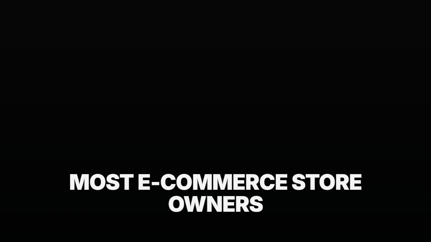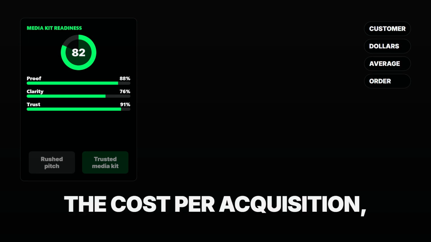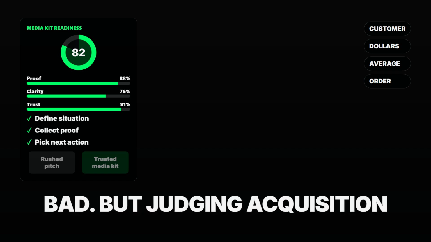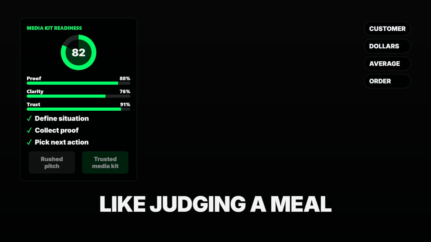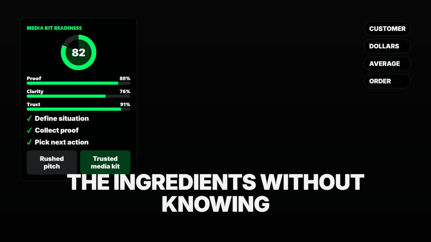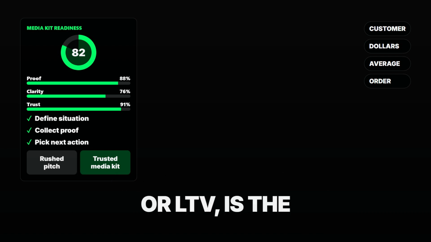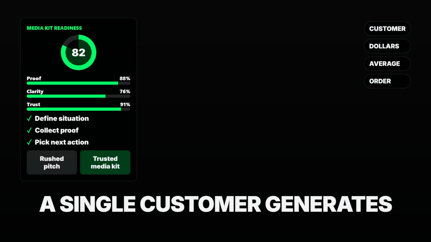Most e-commerce store owners know how much it costs to get a new customer. They check their ad dashboard, see the cost per acquisition, and judge whether the number is good or bad. But judging acquisition cost in isolation is like judging a meal by the price of the ingredients without knowing how many people it feeds. Customer lifetime value, or LTV, is the total revenue or profit a single customer generates over the entire duration of their relationship with your store.